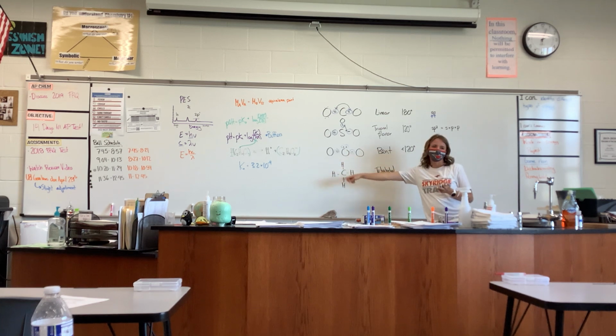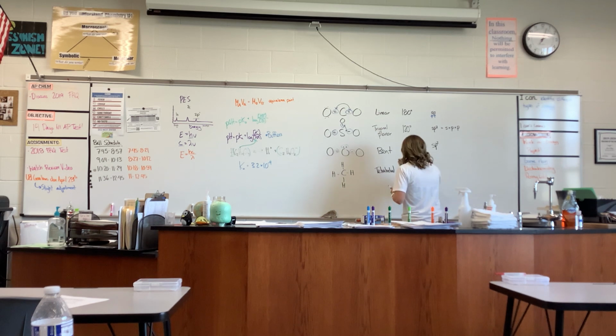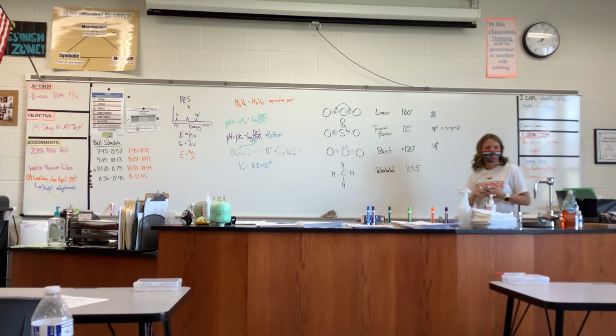Tetra meaning four, right? This is the 109.5. Like, when it has one coming out this way and then three on the bottom, like a tripod. Which one is that? Think it through. So if it looks like a tripod, you have three here.